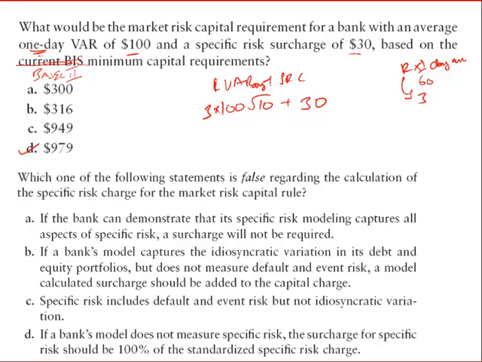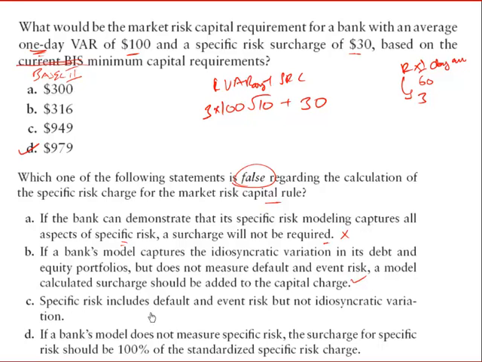Which of the following statements is false regarding the calculation of the specific risk charge for the market risk capital rule? So the false statement is being asked. If the bank can demonstrate that its specific risk modeling captures all aspects of specific risk, a surcharge will not be required. That's incorrect. Surcharge will still be required. If a bank's model captures the idiosyncratic variation in its debt and equity portfolios, but does not measure default and event risk, a model calculated surcharge should be added to the capital charge. This is correct.